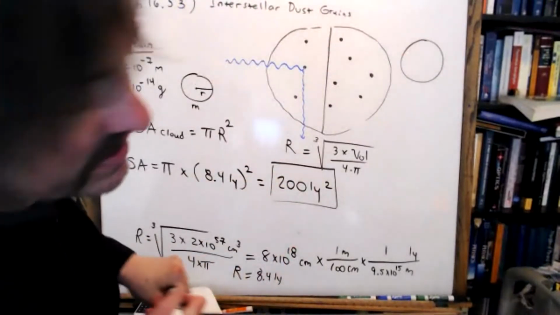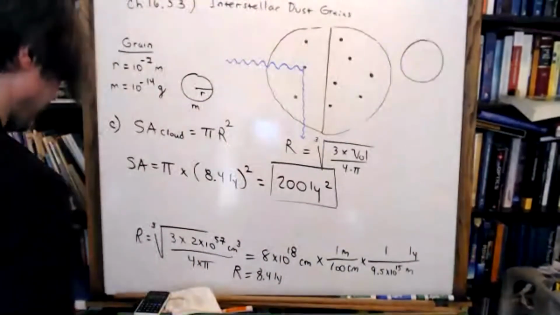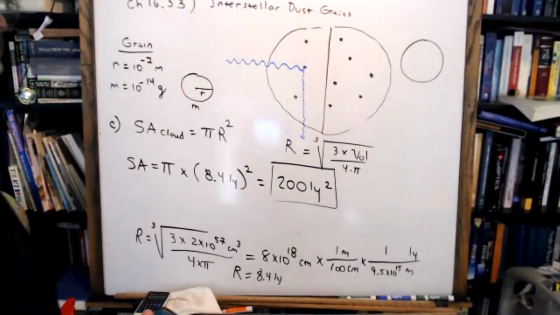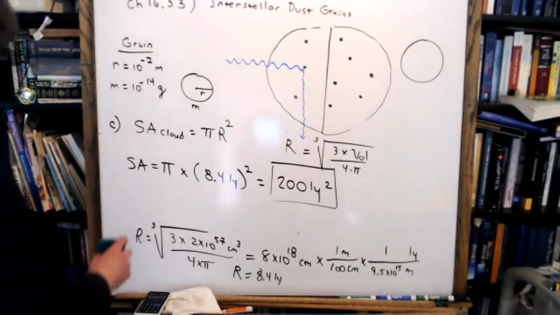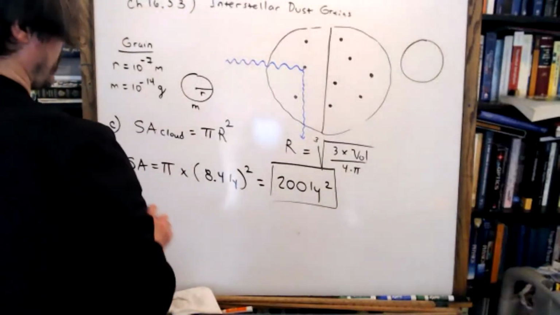Let's just read part D and be done with this problem. Based on your answer to parts B and C, what do you think the chances are that a photon passing through the cloud will hit a dust grain? So let's make a sort of crude argument here.